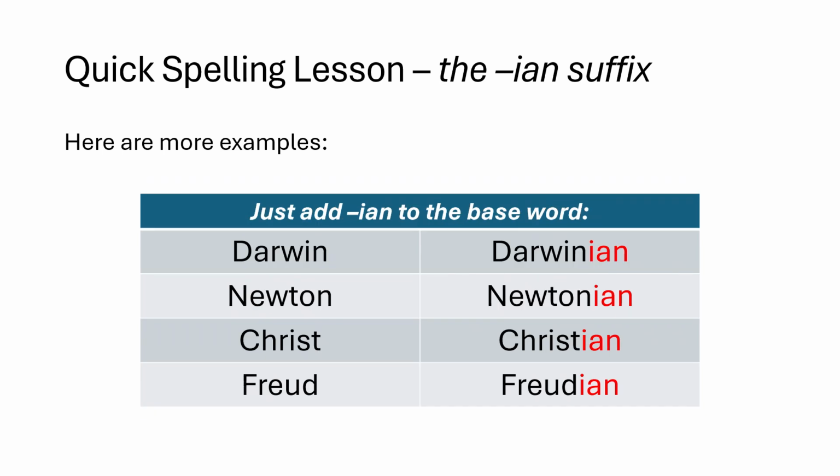Some words, including words that end with C, just add IAN to the base word. I will read these words. I will pause. When I pause, you say the words. Darwin, Darwinian, Newton, Newtonian, Christ, Christian, Freud, Freudian.